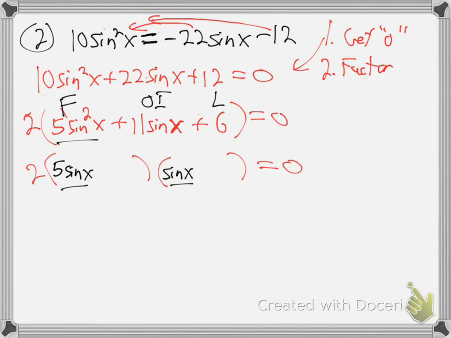Good. Now we jump to the L. Last times last to make last. Save the middle, that's the hardest part. Last times last to be last. What times what makes 6? 1 times 6 or 2 times 3. How do you know which one? You guess. You guess and you check.